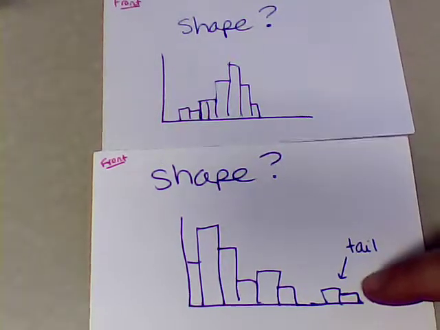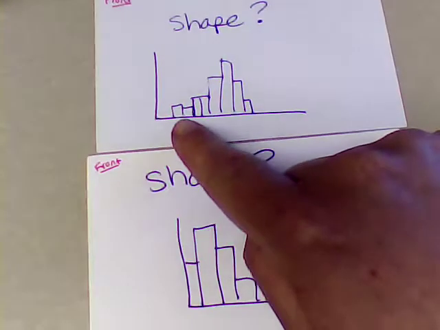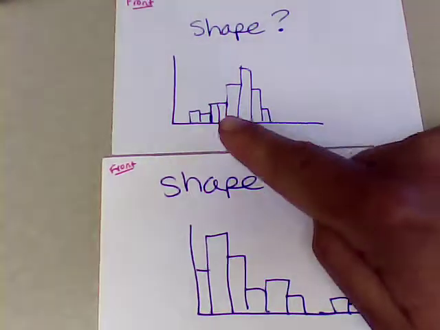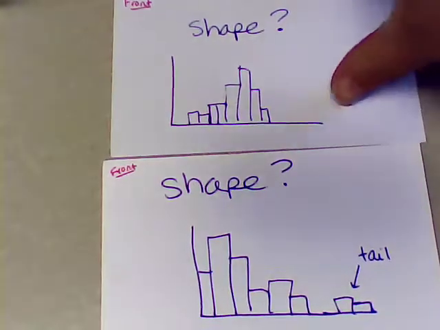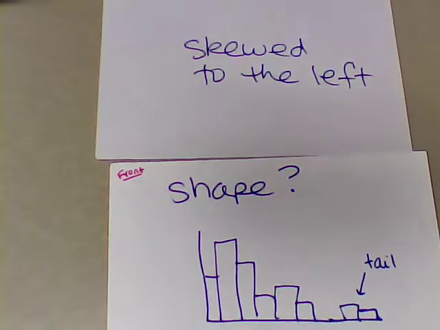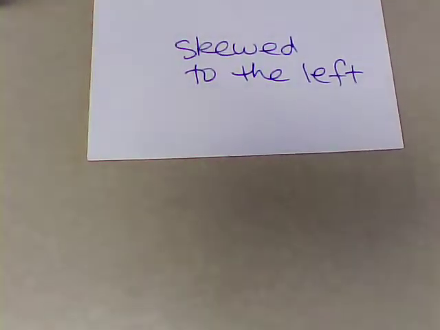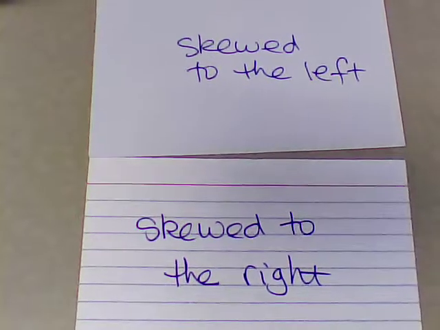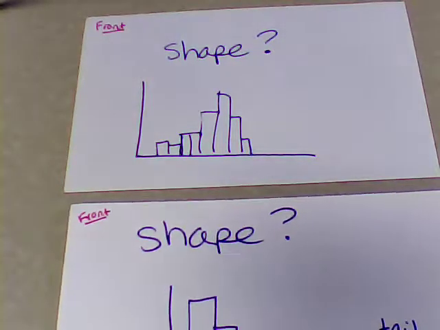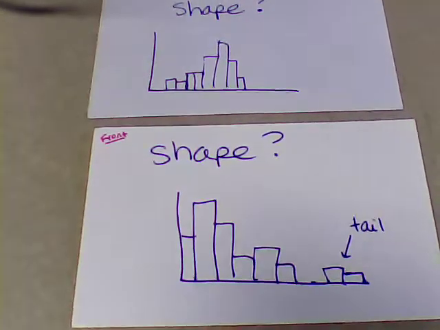Wherever the tail is, this tail is down here. This tail would be over there. I just didn't label it. The direction of the tail is the direction of the skew. So this top one, where the tail is to the left, we would say is skewed to the left. And this distribution down here, where the tail is going to the right, would be skewed to the right. So the direction of the tail is the direction of the skew. Those are those two distributions. There's the shapes. So one thing to talk about for describing the distribution is the shape.